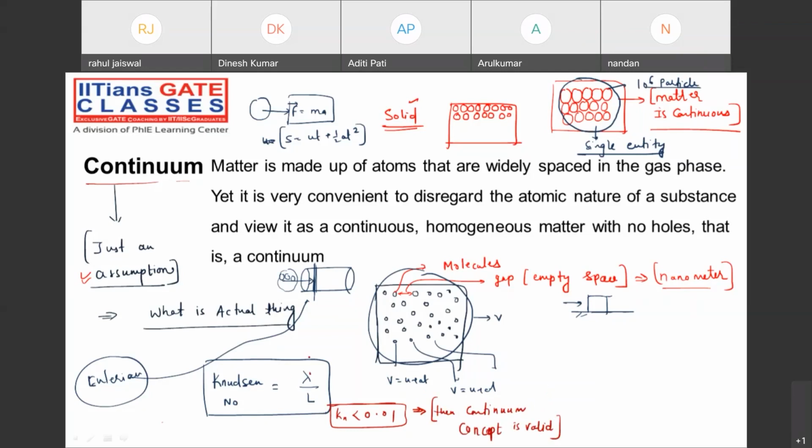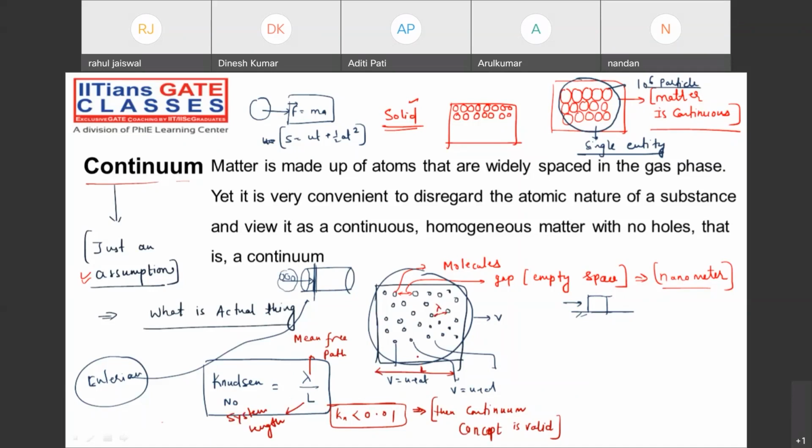What is lambda? Mean free path. Note down, mean free path. What is the meaning of mean free path? The average distance traveled by the fluid particles before colliding with other particles. This gap is lambda. What is the meaning of L? System length. Note down, system length. This is the system length.